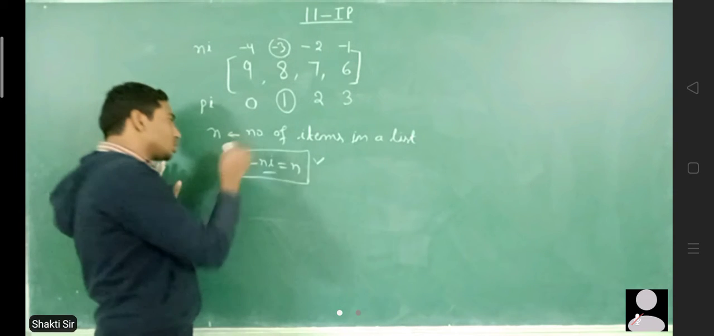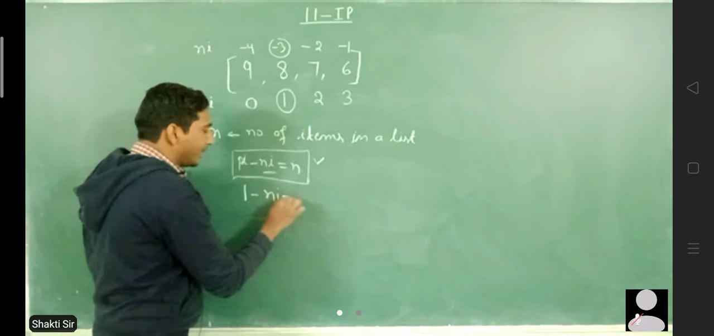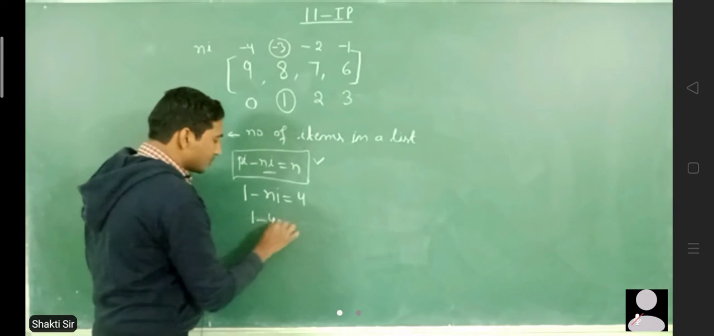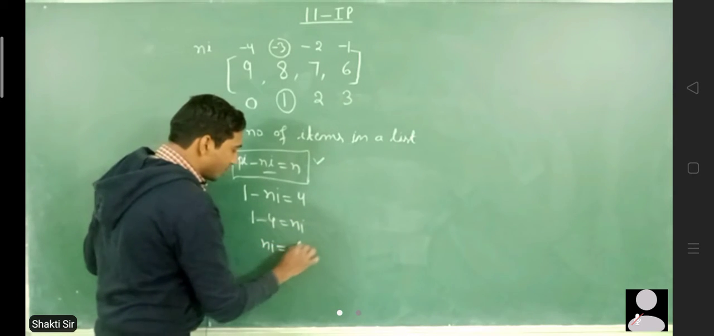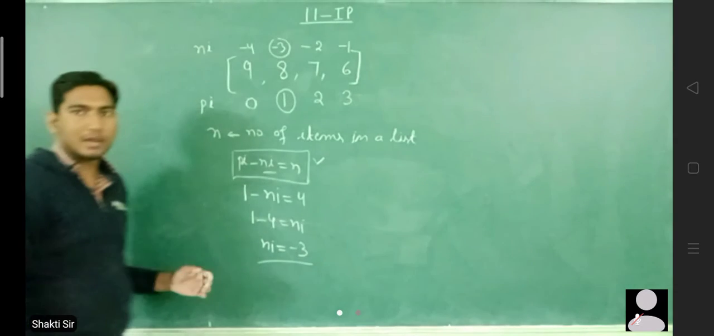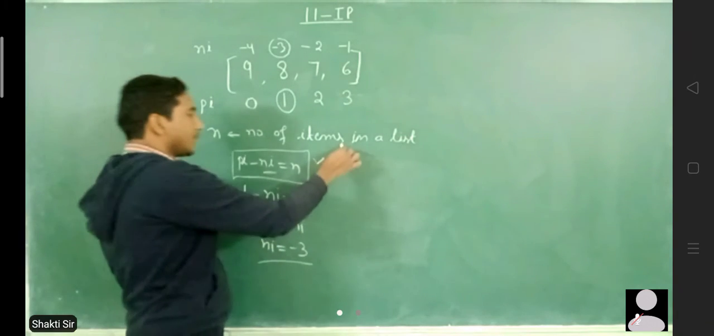So pi is 1, ni we have to find, and n is 4. So here I can use 1 minus 4 is equal to ni. In that case ni is equal to -3, which is correct. The negative index is -3. Okay. Let's see one more case.